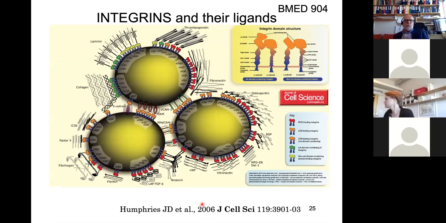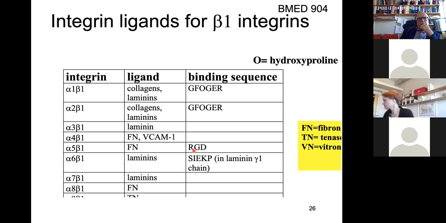Here is another division from a review article by Martin Humphreys showing where different integrins are grouped according to the ligands. Here you have collagen binding integrins, here you have laminin binding integrins. And let's see where you have fibronectin. Here you see the many integrins that bind to fibronectin. And here is just a summary of the cell recognition motifs that have been characterized for some of the integrin ligands.